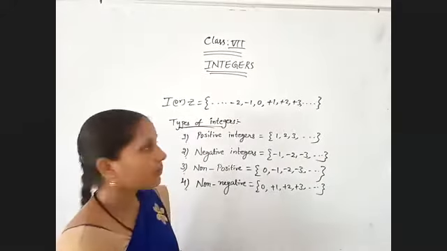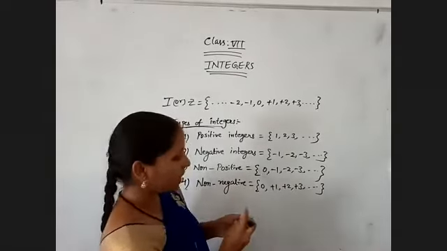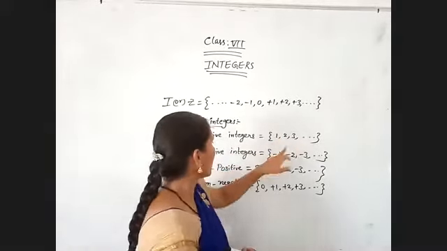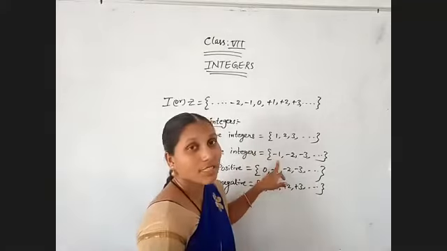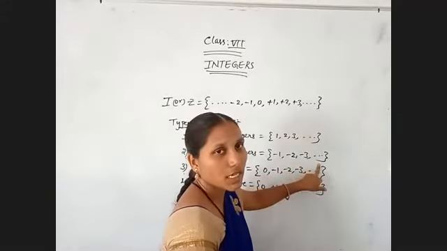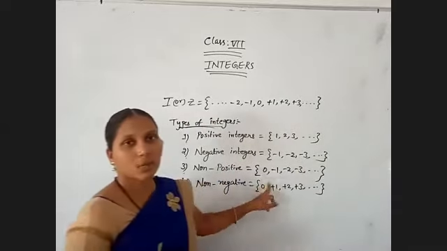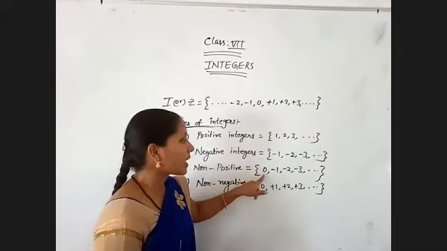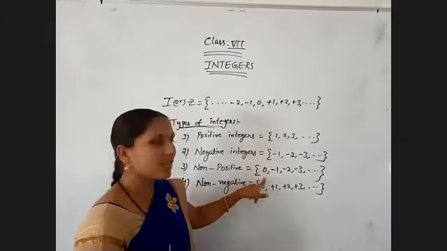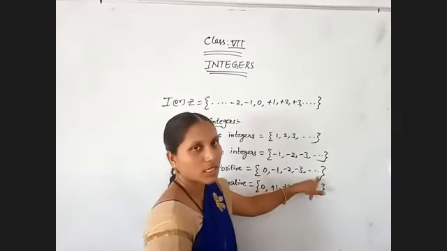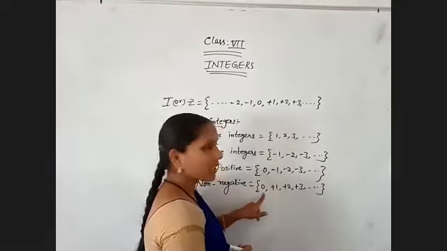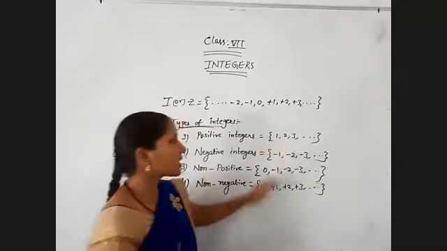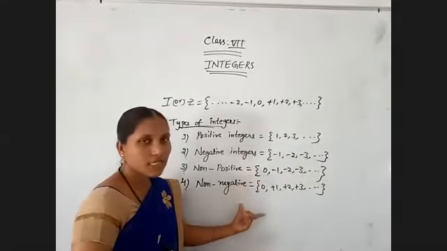Right. Okay, after that, in case of positive integers, what is the smallest integer? The smallest positive integer is 1 and there is no highest positive integer. In case of negative integers, the highest negative integer is minus 1 and there is no smallest negative integer. And 0 represents neither positive nor negative. Coming to non-positive, the greatest non-positive integer is 0 and there is no least non-positive integer. The smallest non-negative integer is 0. There is no highest non-negative integer. So like this, if you are facing all those, you will understand very easily.